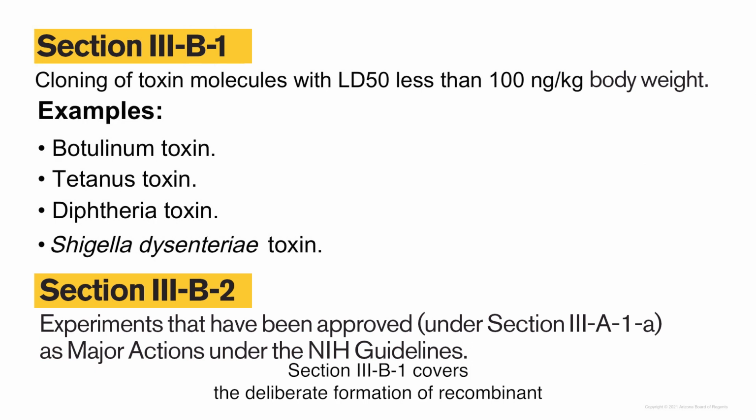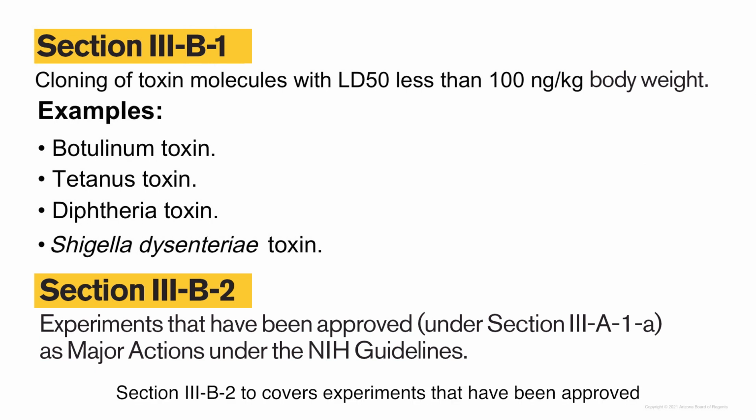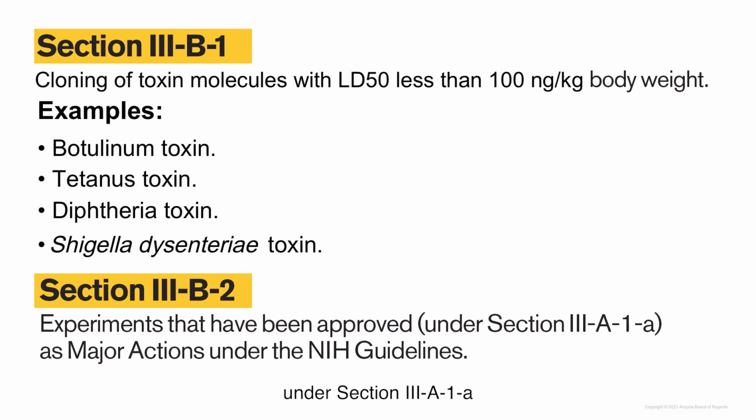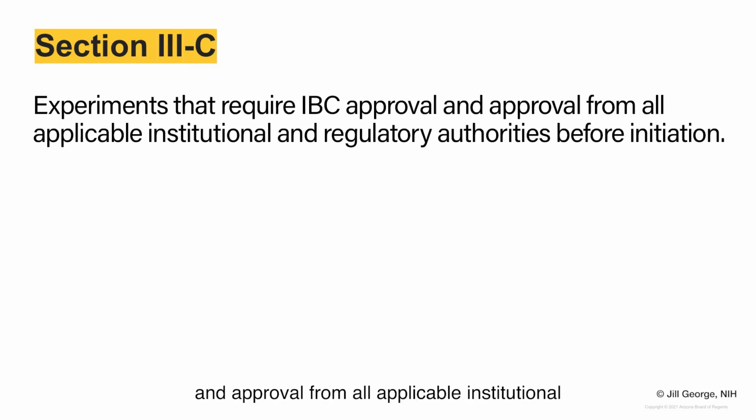Section 3B covers experiments that require NIH Office of Science Policy and IBC approval before initiation. Section 3B1 covers the deliberate formation of recombinant or synthetic nucleic acid molecules containing genes for the biosynthesis of highly toxic molecules lethal to vertebrates. Section 3B2 covers experiments that have been approved under Section 3A1A as major actions under the NIH guidelines. Section 3C covers experiments that require IBC approval and approval from all applicable institutional and regulatory authorities before initiation.